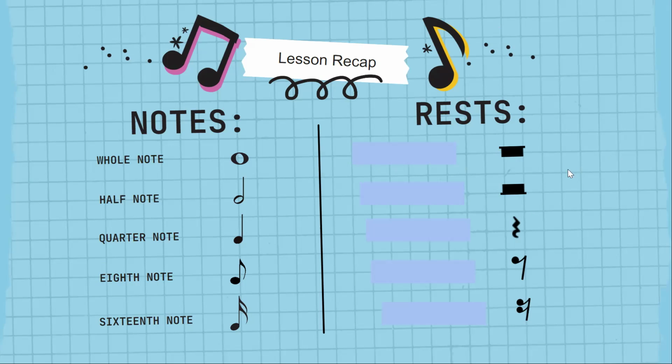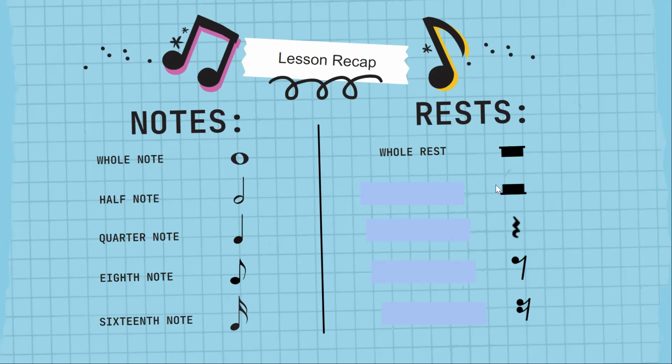What rest is this? It is a whole rest. So that means that for one whole measure, you are not playing keys, at least for this hand. And we'll talk about treble and bass clef. You might be playing, for example, on the bass clef, but on the treble clef, maybe there is a whole rest. You're lifting up your hand for that entire measure.